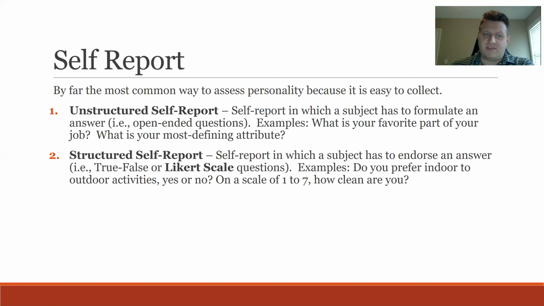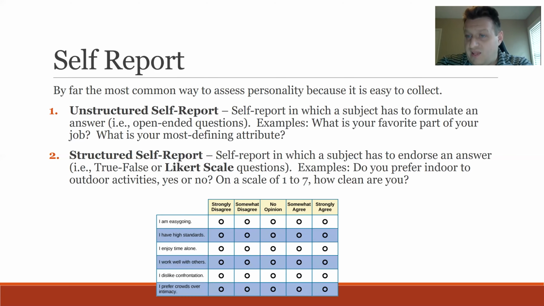We can contrast this with a structured self-report. Here, there is a finite set of responses that the test taker can endorse. So, do you like outdoor activities? True or false? So you either respond true or you respond false. There's no other choices. Another example of this, as we've mentioned before, is the Likert type scale.